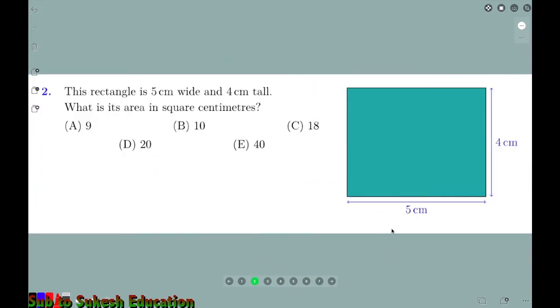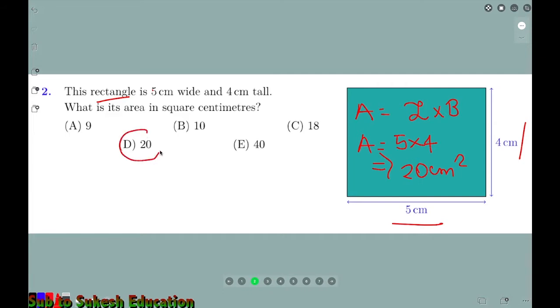Okay, so this rectangle is 5 centimeters wide and 4 centimeters tall, right? So what's its area? We know that the area of a rectangle, because they've already mentioned it's a rectangle, is equal to L into B, so that's length times breadth or width. So the area is equal to 5 times 4, which is equal to 20, right? So it's 20 centimeters squared. And then the answer is D here because they asked us the area in square centimeters, right? So let's move on to the next question.